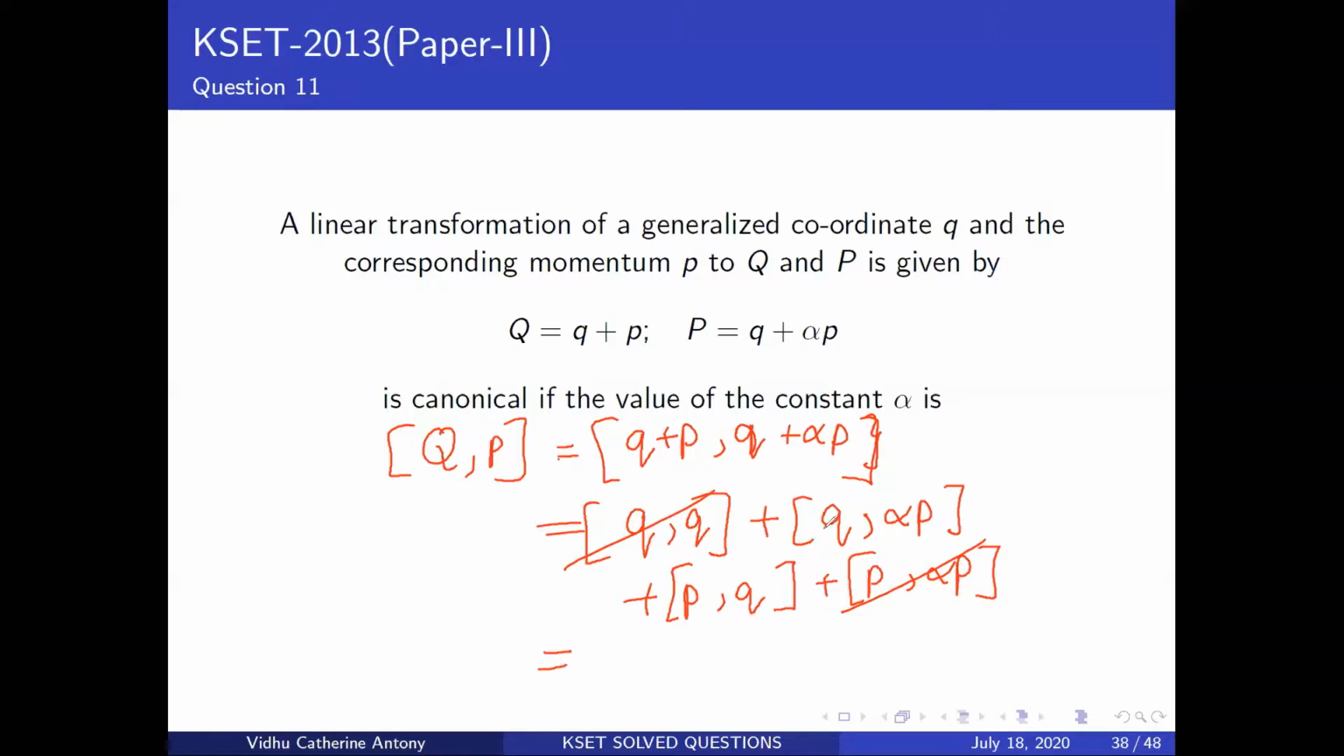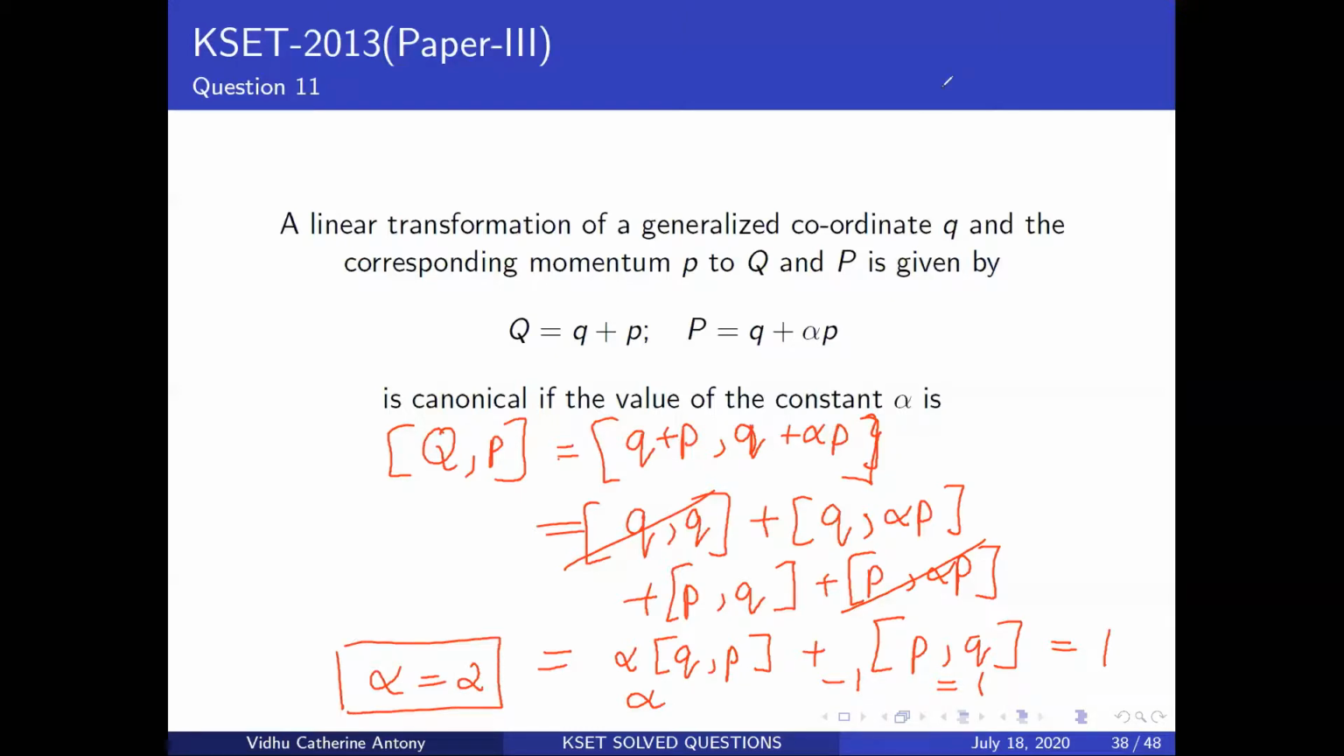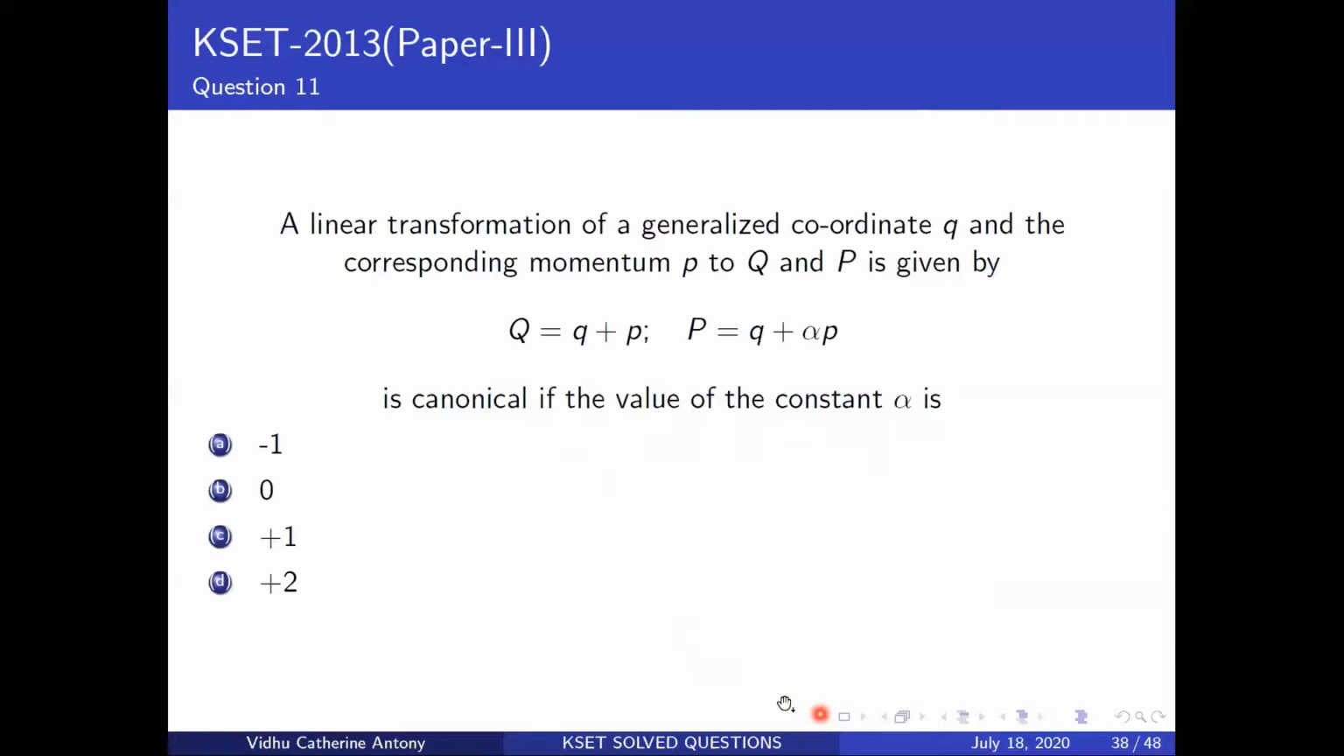Now what do you have? This is going to be Q comma alpha P, so that's going to give you an alpha Q comma P, plus you have a QP. PQ is equal to 1 is what you're going to get. So this guy gives you -1, this has an alpha, so -1 is equal to 1. You get alpha is equal to 2. Now let's look at the options that you have. You have an option D, which is 2.